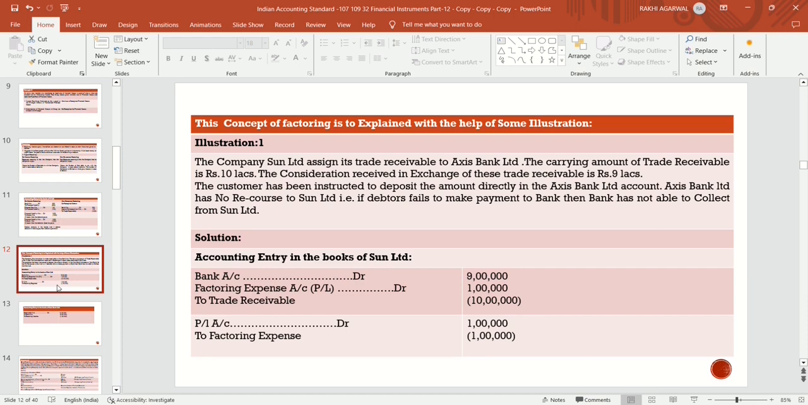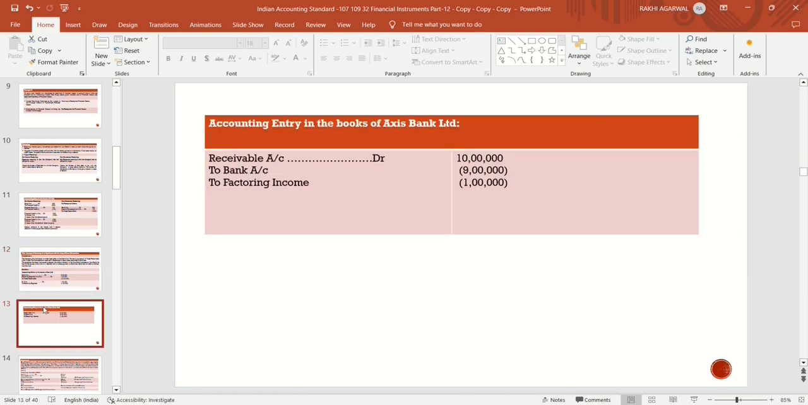Accounting in the books of Sun Limited: the trade receivable is 10 lakhs and the consideration received in exchange of the trade receivable is 9 lakhs. So bank account debit, Sun Limited will receive only 9 lakhs and treat 1 lakh as a factoring expense, which will be debited to P&L account by 1 lakh, to trade receivable 10 lakhs. And that 1 lakh is to be transferred to P&L account, debit to factoring expense.